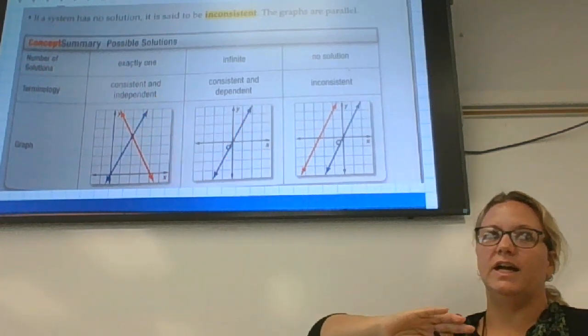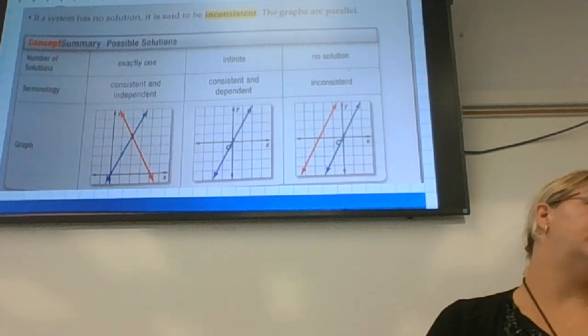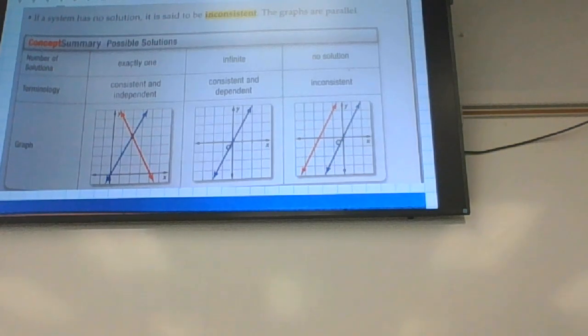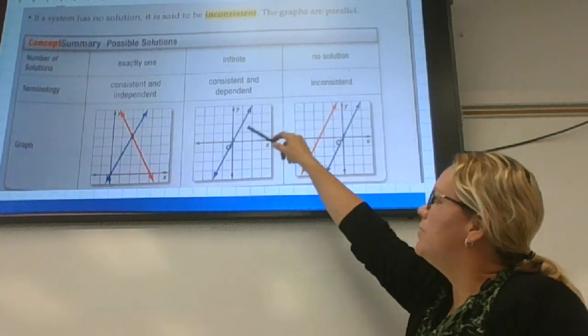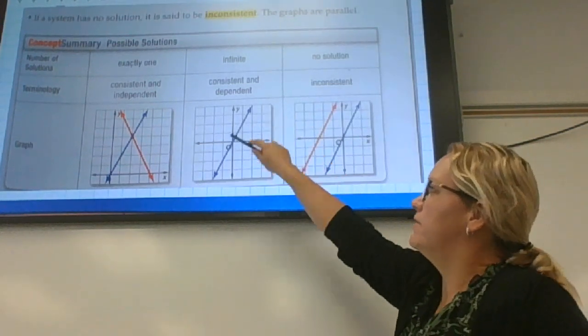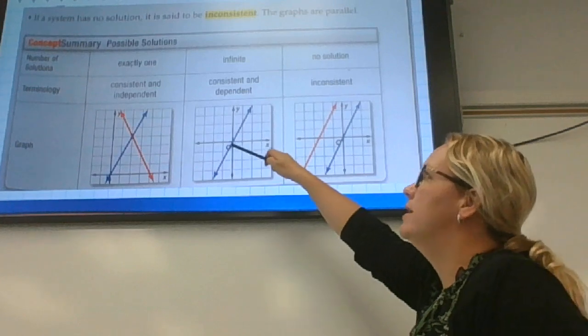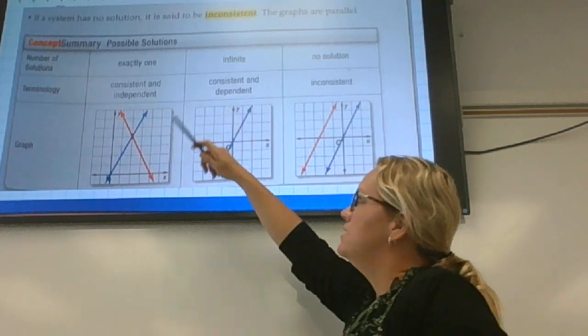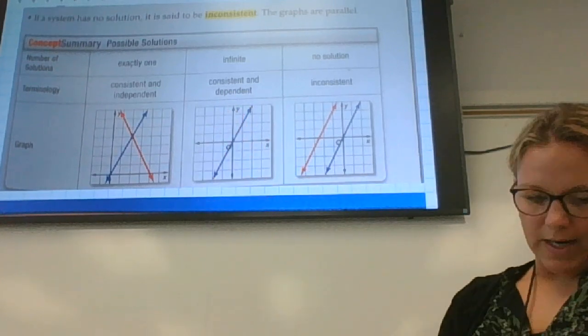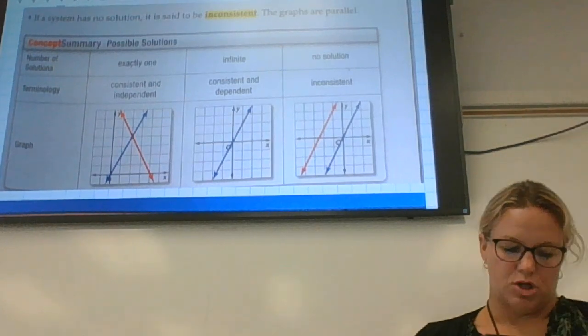Sometimes you graph a line and it's surprising. You find out that it was actually the exact same line graphed twice. So this is like purple and blue. They have every solution or every point in common, and that's called consistent dependent. So I require you to know these terminologies.